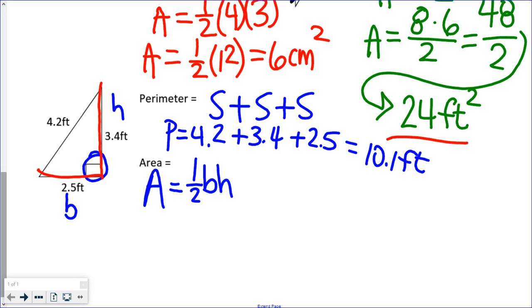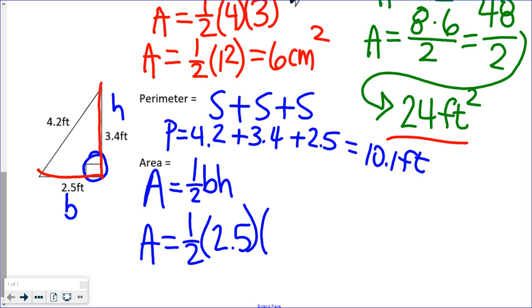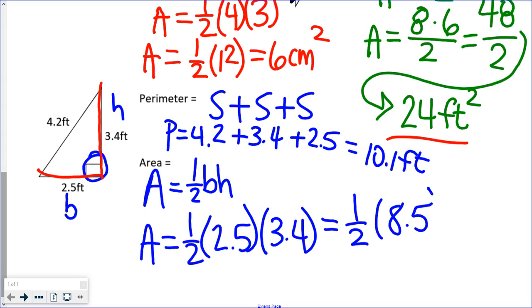So I'm going to plug in what I know. Area equals 1/2 times my base of 2.5 and my height of 3 4/10. When I run this math, I'm going to put that over here. It equals 1/2 times whatever 2.5 times 3 4/10 is, which is 8.5. So what I'm going to do next is determine what half of 8.5 is.